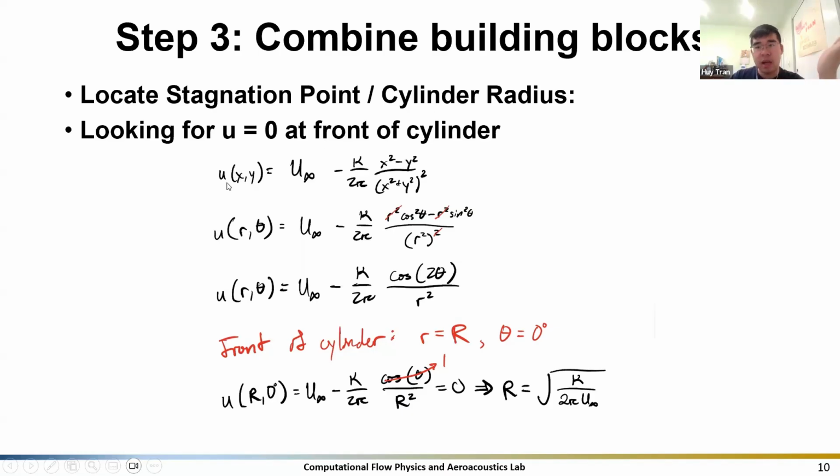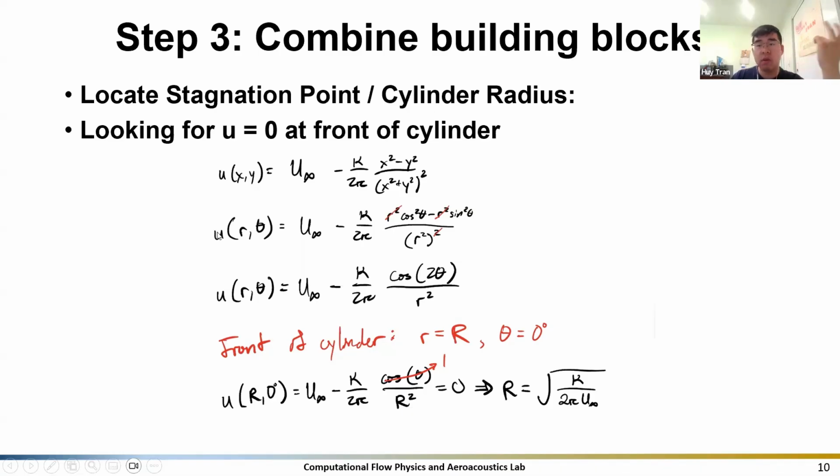I wrote these notes for myself. So here's the equation for the u values of the free stream. As you see, the free stream is just u infinity, plus the doublet, which is negative kappa over 2 pi, and then these terms here. You can find these equations in last week's lecture. But now what I'm going to do is convert from Cartesian coordinates to polar coordinates because it's easier to work with, and I do that conversion here.